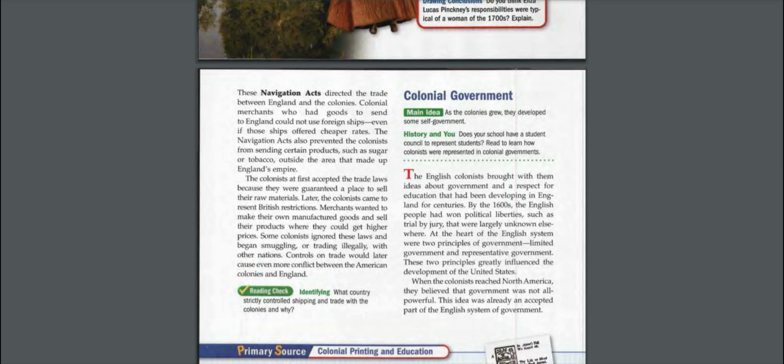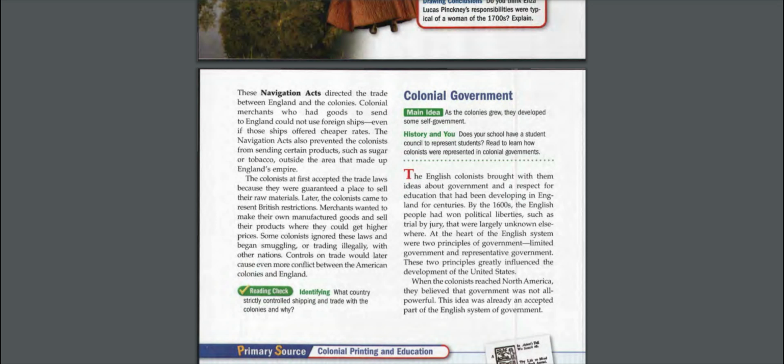Colonial Government. The English colonies brought with them ideas about government and a respect for education that had been developing in England for centuries. By the 1600s, the English people had won political liberties, such as trial by jury, that were largely unknown elsewhere. At the heart of the English system were two principles of government: limited government and representative government. These two principles greatly influenced the development of the United States.